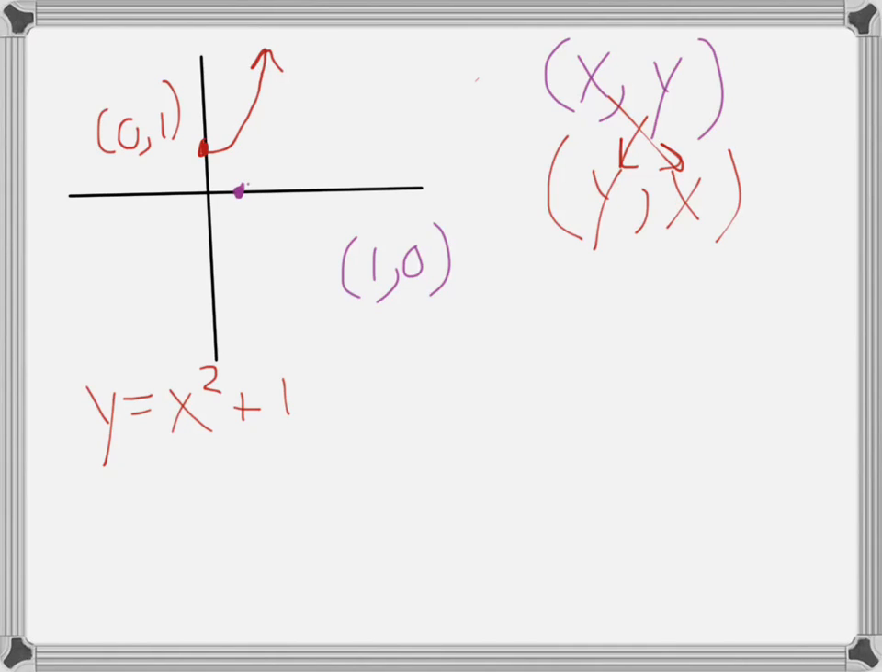Which is right here. And then if we were to pick another point on red, let's say x equals 2. You plug in 2, 2 squared is 4, plus 1 is 5. So you have over 2 and up 5. And then you'll see that the inverse in purple would be 5, 2, right? So we go over 1, 2, 3, 4, 5, and then up 2, something like this, right?